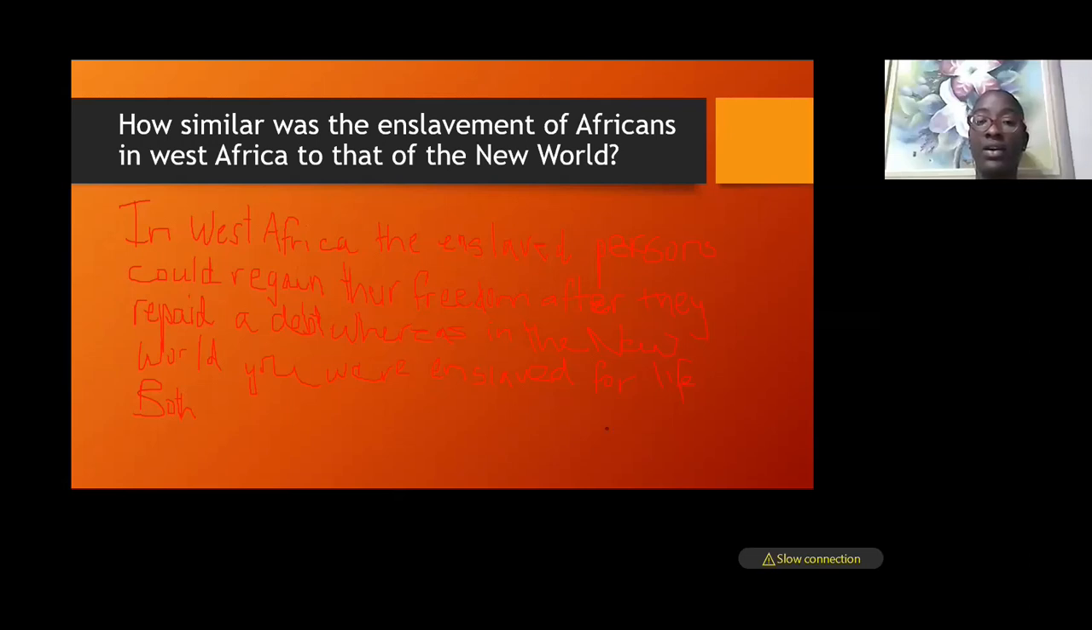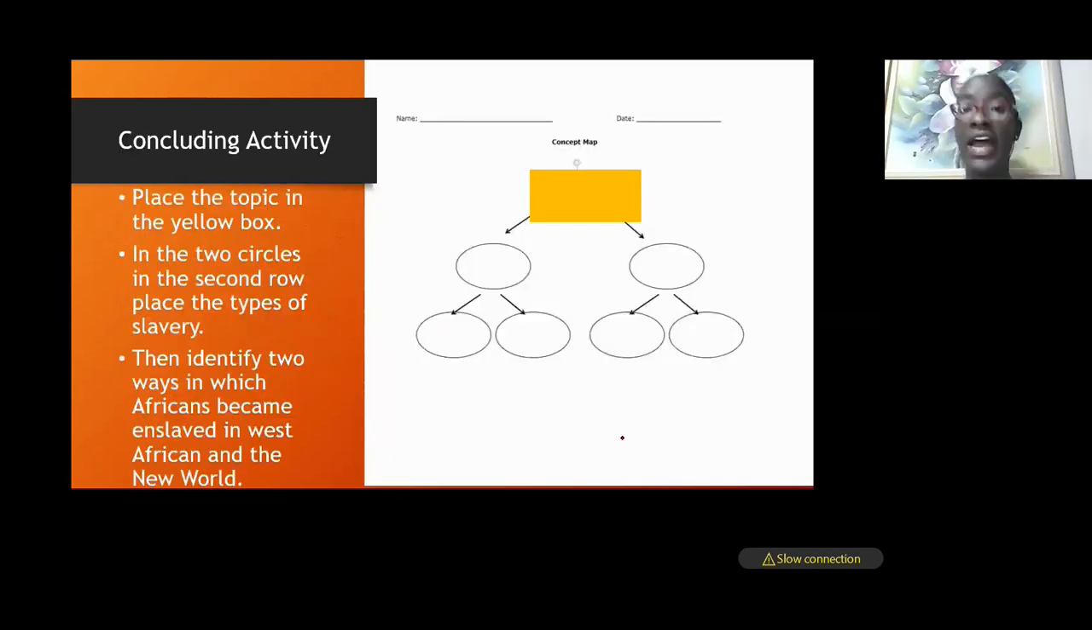Okay, next slide. Okay, so this is our concluding activity. Now, what you see here is what we call a concept map. On a concept map, in the yellow box, you're going to place your topic. And we know our topic is what? Slavery in West Africa.